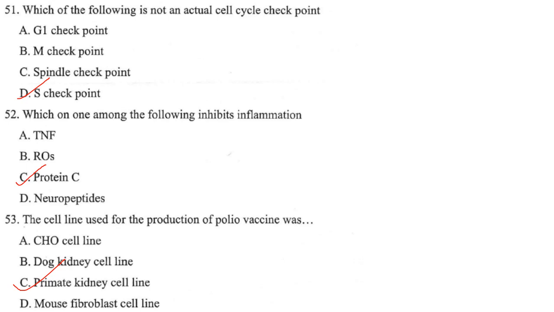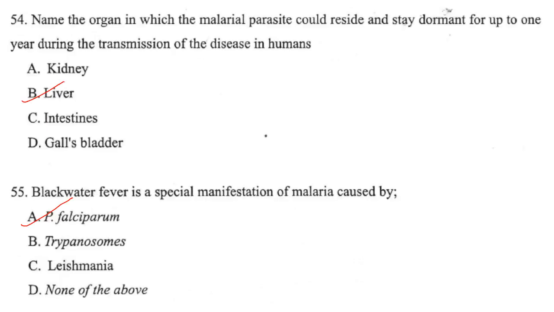It was primate kidney cell line. Answer is option C. Then name the organ in which malarial parasite could reside and stay dormant for up to 1 year during the transmission of the disease in humans. So it is liver. Answer is option B. Black water fever is a special manifestation of malaria caused by Plasmodium falciparum. Answer is option A.